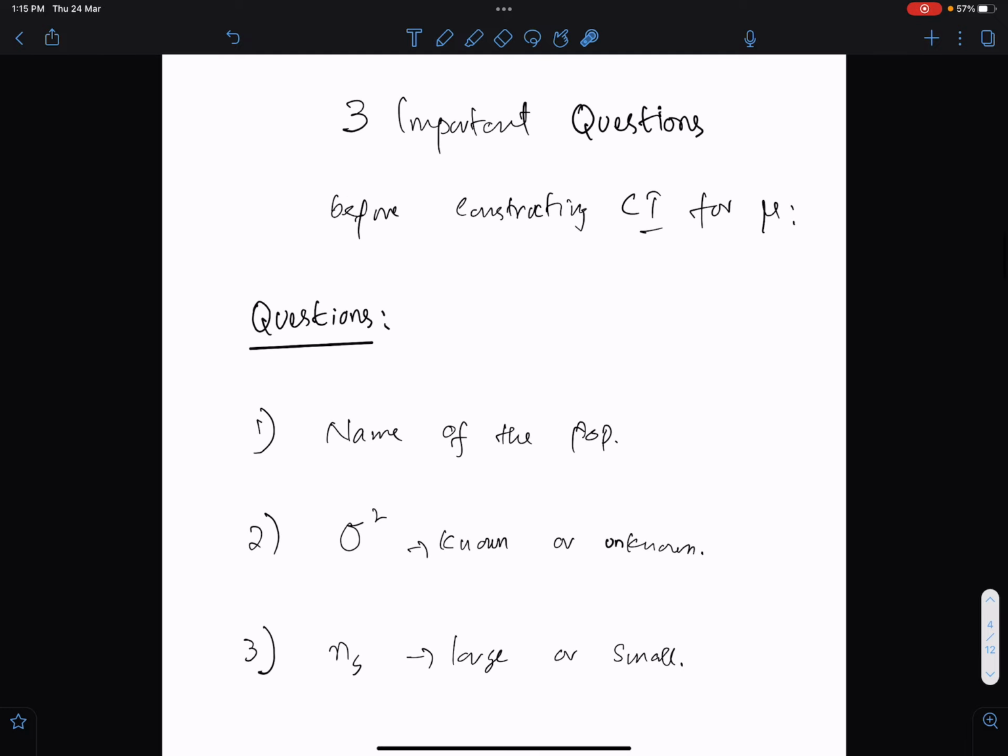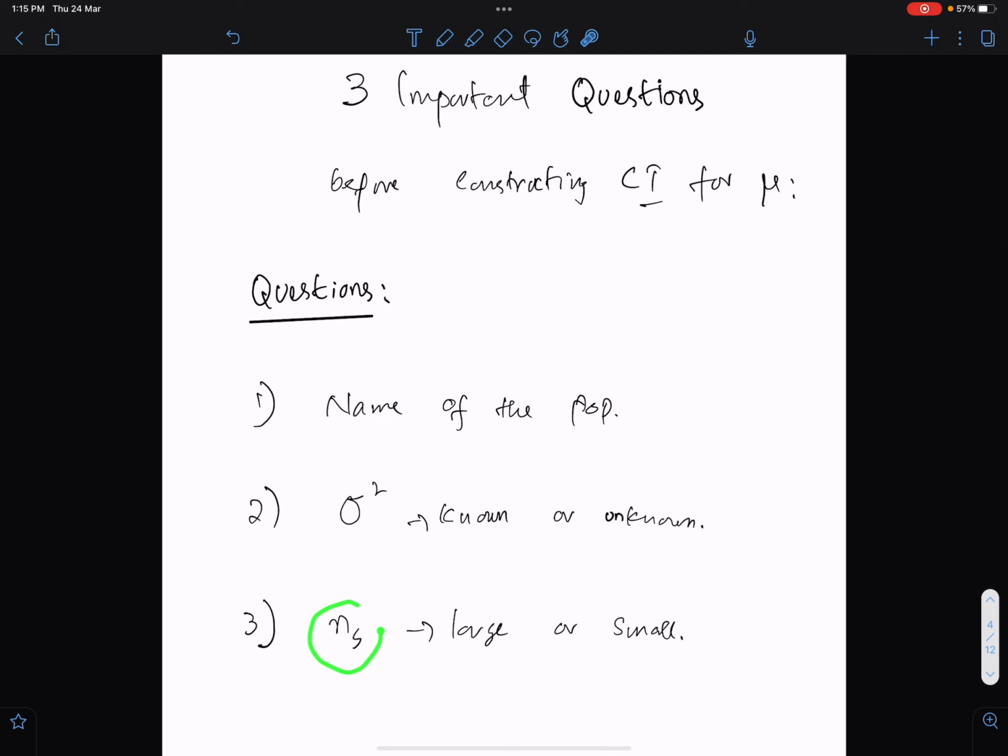Well, three important questions before constructing confidence interval for mu. These are three questions. Number one, name of the population. We must know the population, whether it is normal or non-normal. Sigma square. We must know whether sigma square is known or unknown. And we must know the sample size, whether it is large or small.